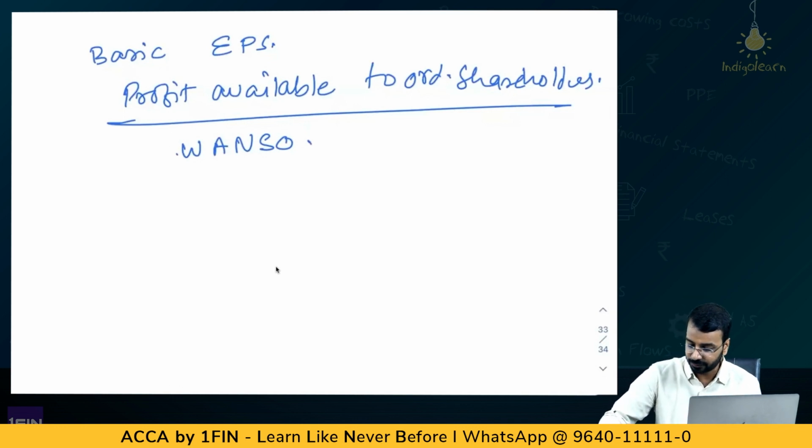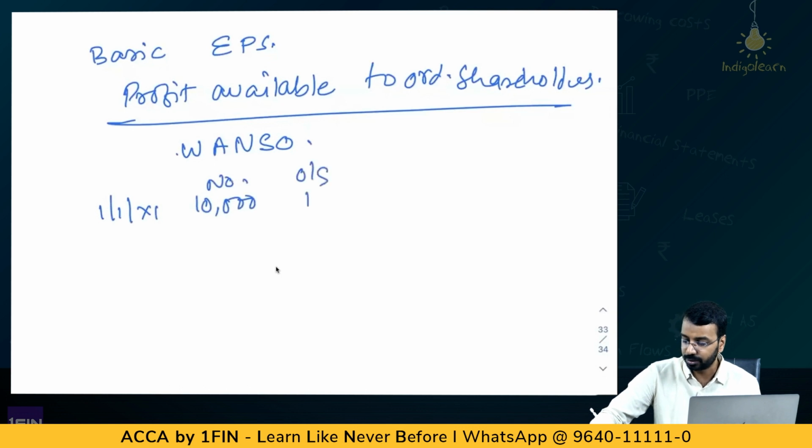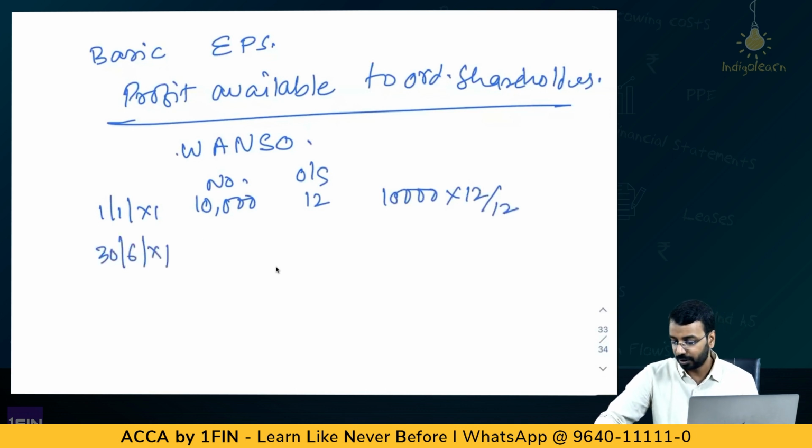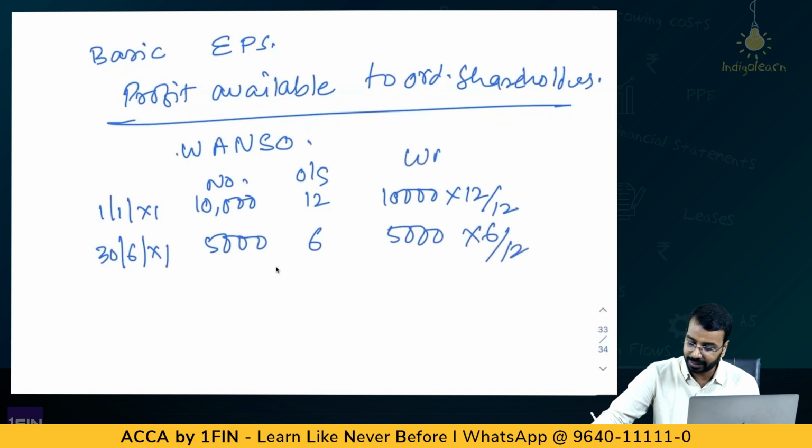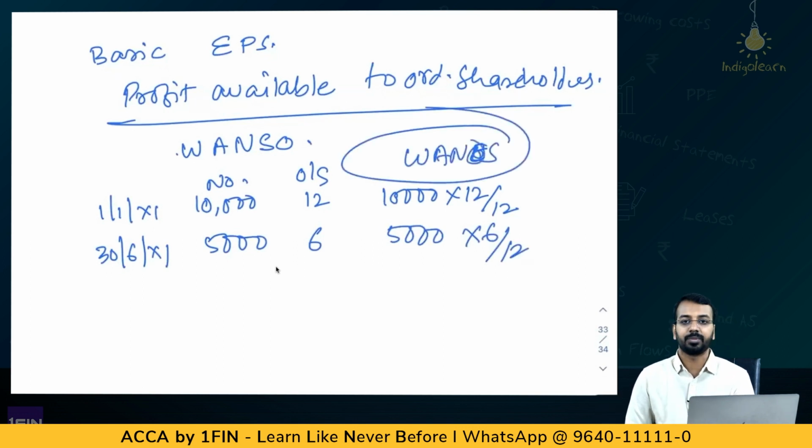Just thing you have to keep in mind is, for example, there is a particular date, 1st January of year 1, 10,000 is the number of shares, and let us say this is outstanding for 12 months. So what you will do, 10,000 into 12 divided by 12. If you make an issue on, let us say, 30th of June of year 1, 5,000, this is outstanding for 6 months, 5,000 into 6 divided by 12. Like this you calculate the weighted average number of ordinary shares outstanding.